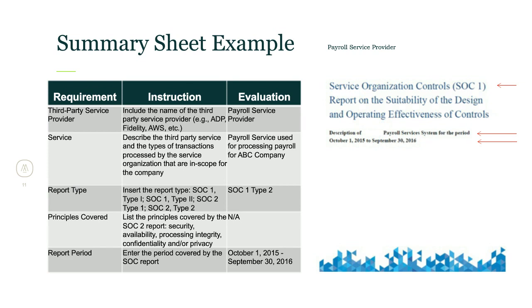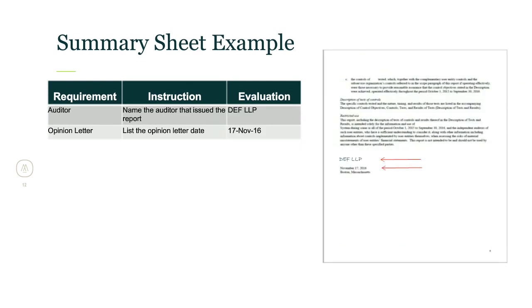Continuing with the completion of the summary sheet will be the identification of the audit firm who issued the report, which is found on the last page of the opinion letter as the signature. The opinion letter date is found on the last page of the report right underneath the signature and represents when the report was issued.